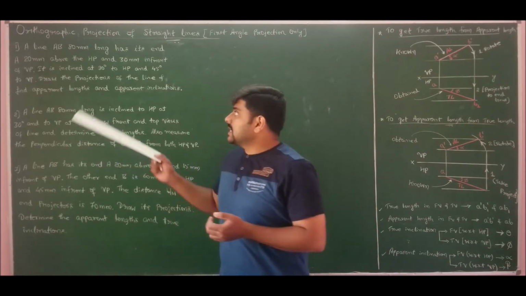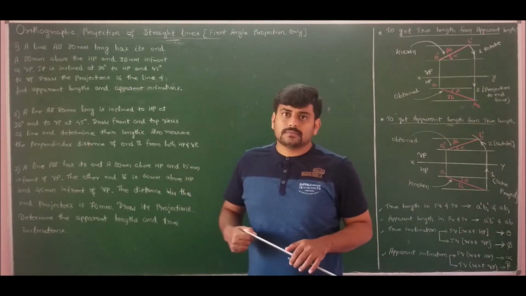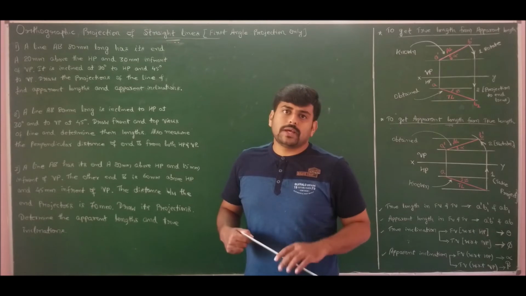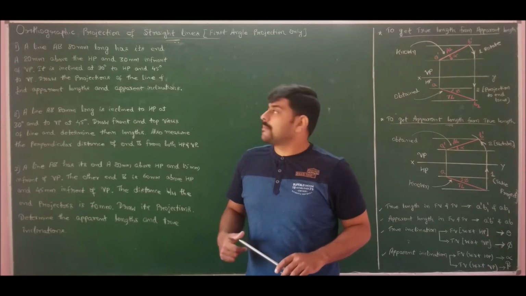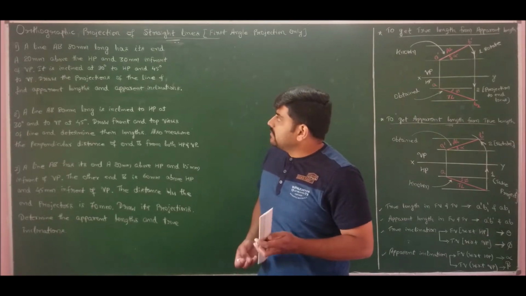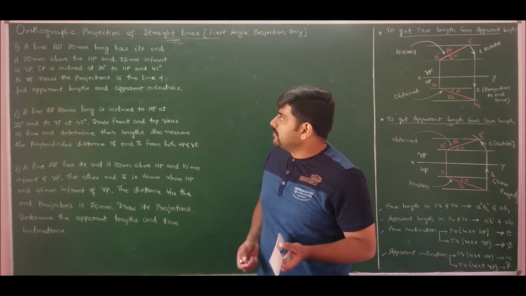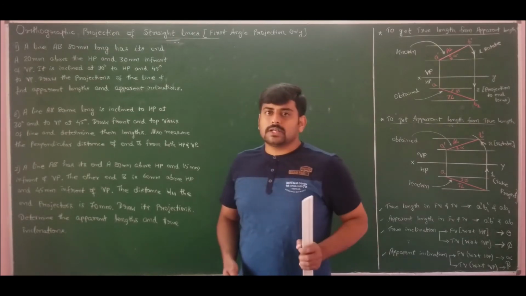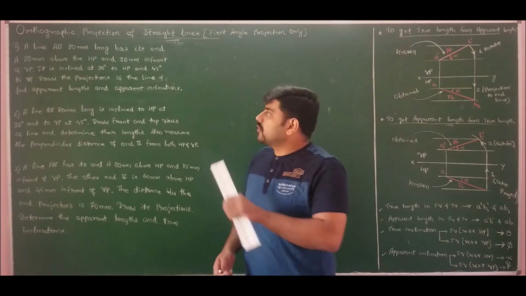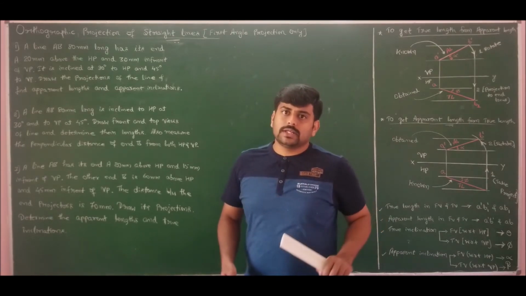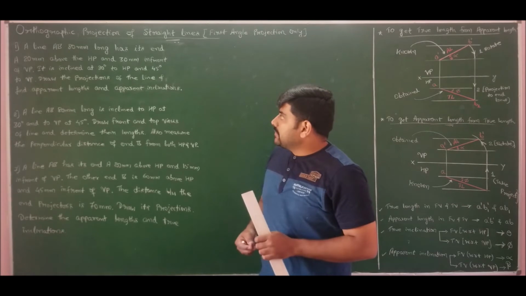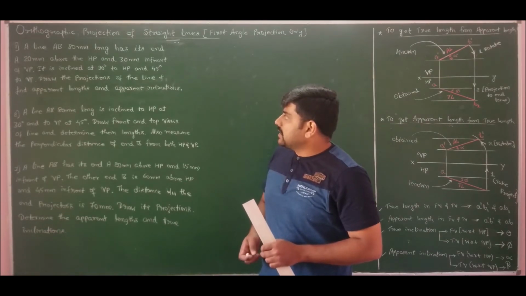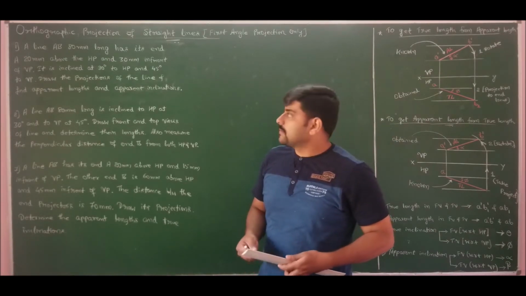Here he is stating that the line AB is 80 mm long, so this is the true dimension for the line. It has its end A 20 mm above HP and 30 mm in front of VP. It is inclined at 30 degrees to HP and 45 degrees to VP. Here also it is not stating appears to be, so therefore the inclinations are also true inclinations. Draw the projections of the line and find the apparent length and apparent inclinations.